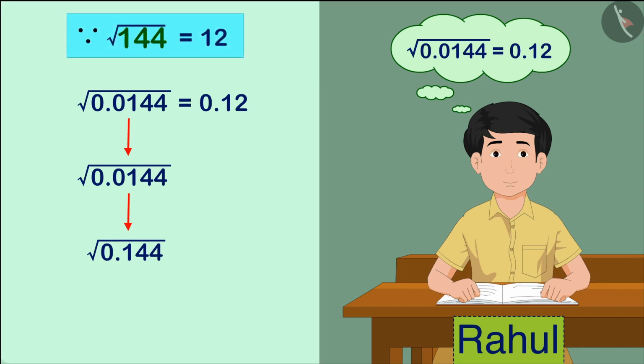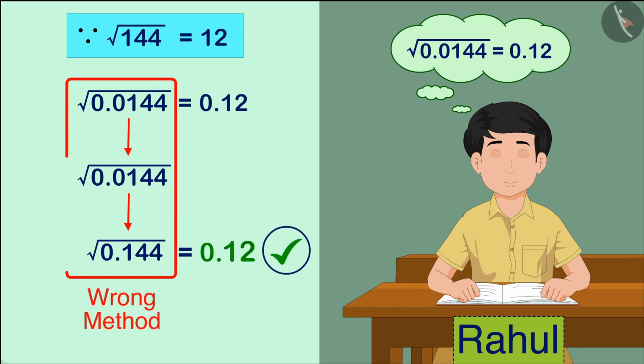The square root of the number 144 is 12. So, while finding the square root of this number, Rahul wrote the square root of 144 and then put a decimal before 12, which gave him 0.12 as the answer. This answer is correct, but the method of solving it is incorrect.